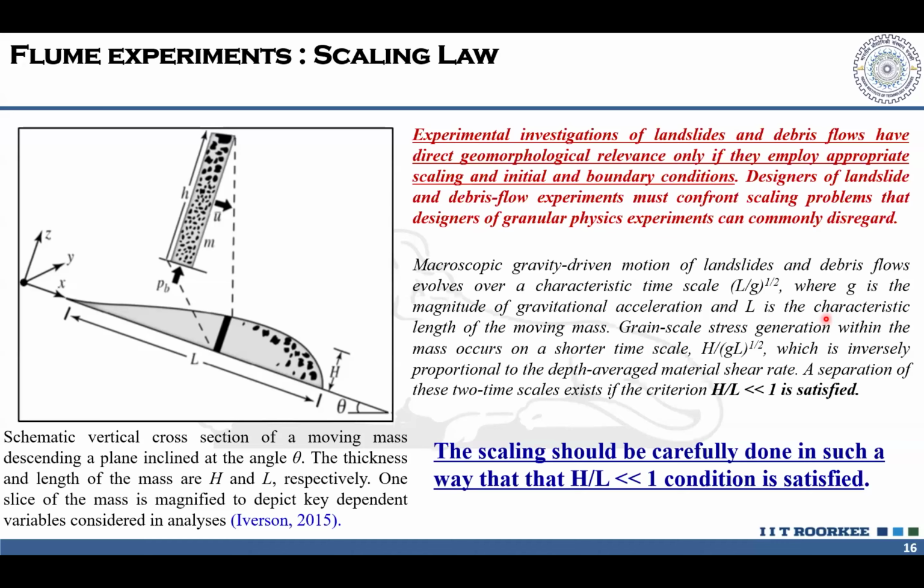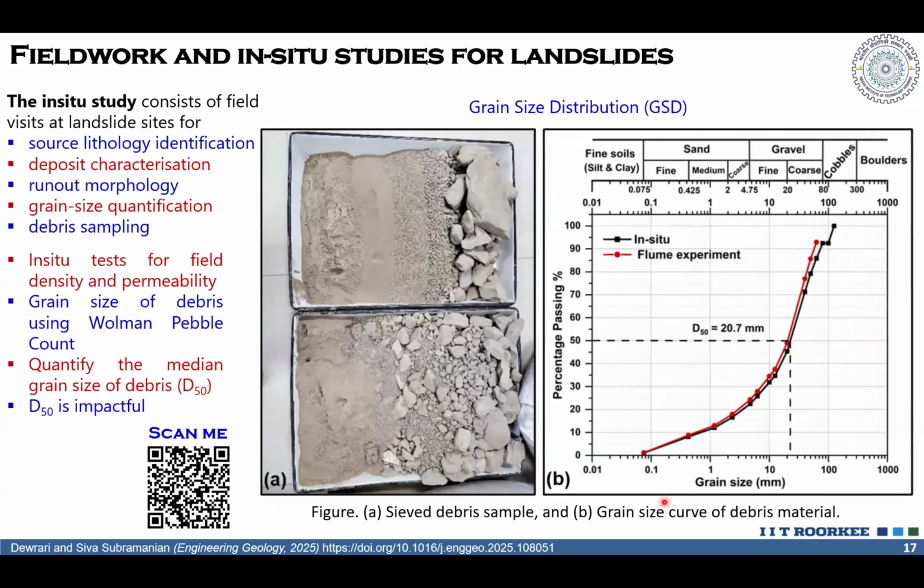So we looked into the scaling laws that are available for reduced-scale experiments in the lab. Of course, any debris flow researcher will know about Iverson, and he has given the scaling laws. These should be accounted for if we want to mimic natural processes of a debris slide or flow in the lab. And this is the in situ or derived grain size, and also the grain size we put in the flume experiment.